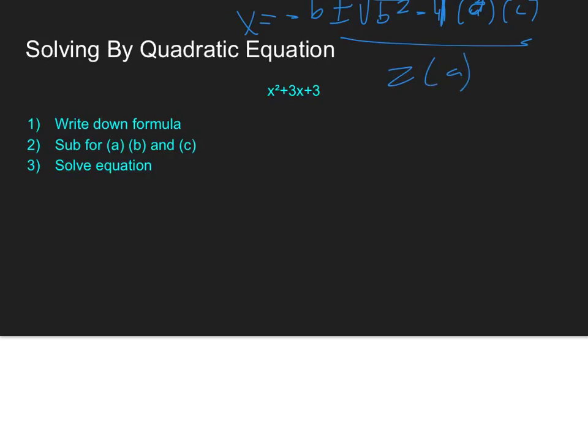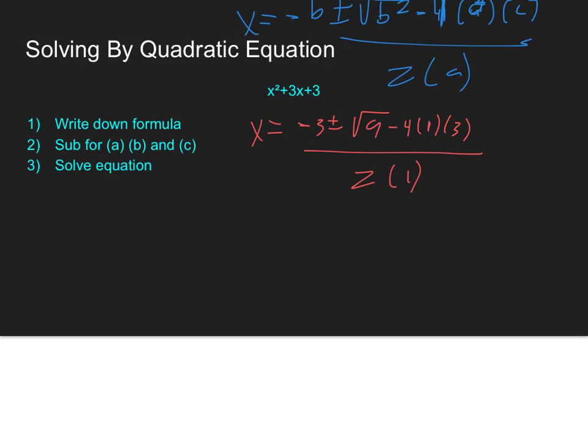Okay, so once you get that, you have to plug in your numbers. So x equals -3 plus or minus the square root of 9 minus 4, 1 is a, and 3 is c. So over 2a, which is 1. This is what you'll get.